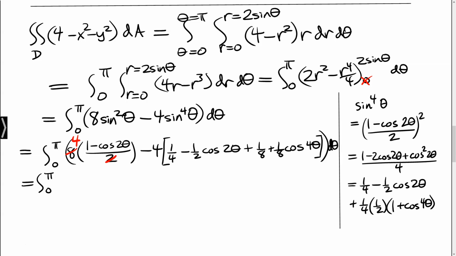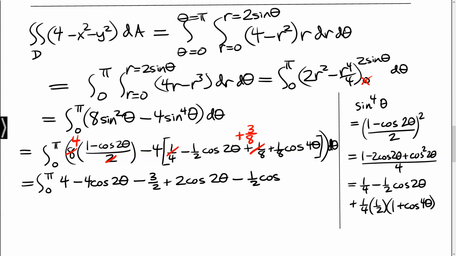If I distribute the 4, actually let's add the 1/4 and 1/8, that's going to make 3/8. All right, great. So we got 4 minus 4 cosine 2 theta. Now I need to distribute the minus 4. If I distribute over the 3/8, that's going to give me minus 12/8, which is minus 3/2. Plus 2 cosine 2 theta. And then across the 1/8 cosine 4 theta, that's minus 1/2 cosine 4 theta.